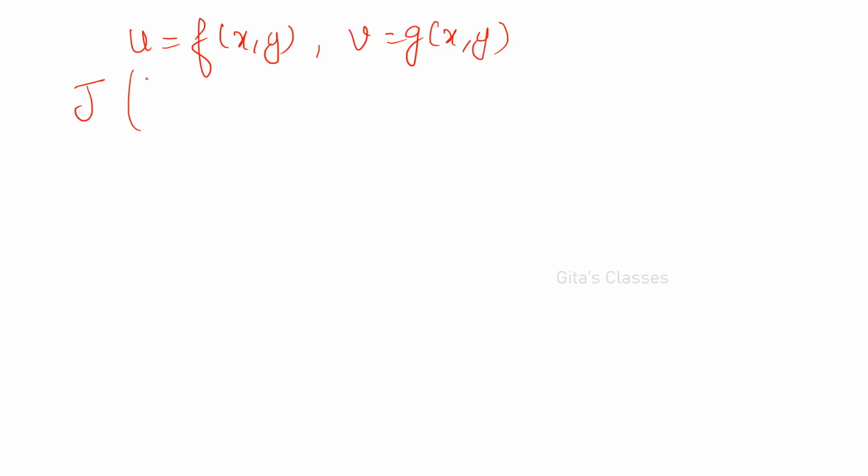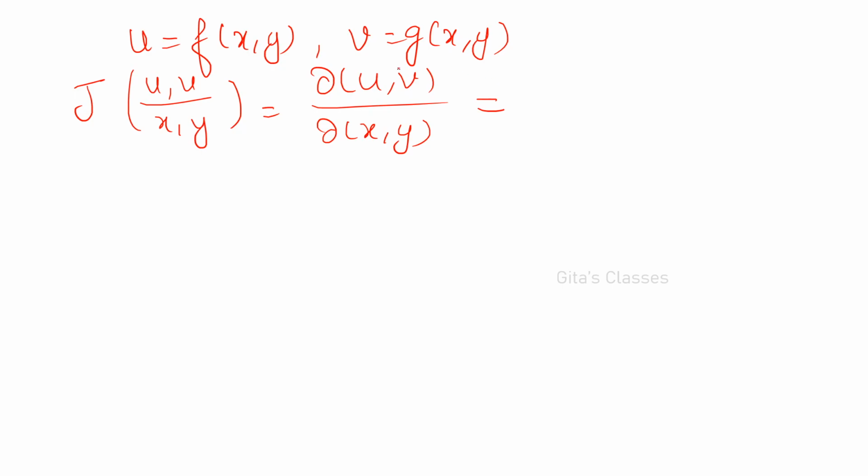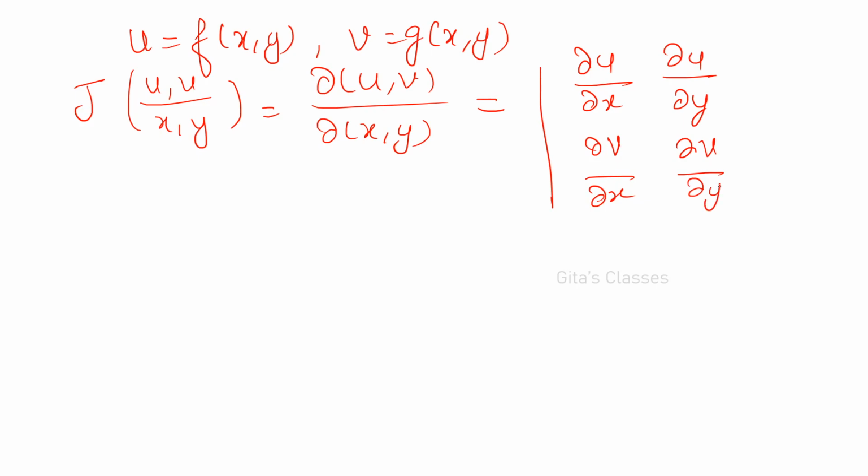Suppose u is a function of x and y, and v is also another function of x and y. You can find out Jacobian of u comma v with respect to x comma y, or you can write dou u comma v with respect to dou x comma y. This is another notation of Jacobian. So here dou u by dou x, dou u by dou y, and dou v by dou x, dou v by dou y. Determinant of this is called the Jacobian.